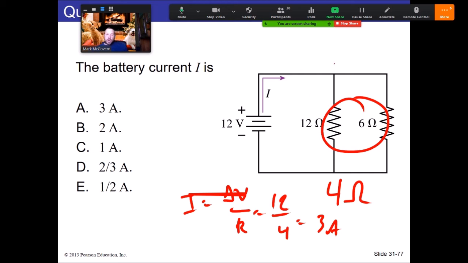Now, 3 amps is going this way, but guess what happens? It starts to branch. 2 amps go through 6, and 1 amp goes through 12, because the current has to split proportionally. If the resistor on the right has 1/2 the resistance, it will have twice the current. So what will eventually happen here is this gets 2 amps, and this gets 1 amp.